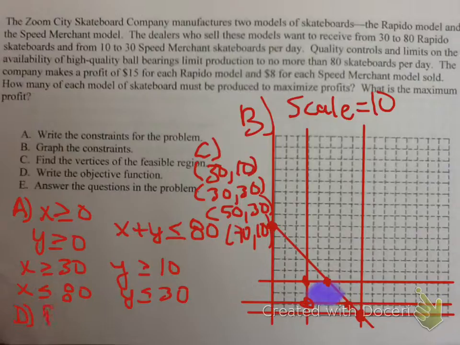Now I can find part D. What's the profit equal to? What am I going to charge? Equals 15x plus 8y. Exactly. 15x plus 8y.